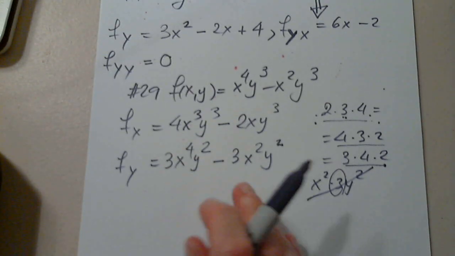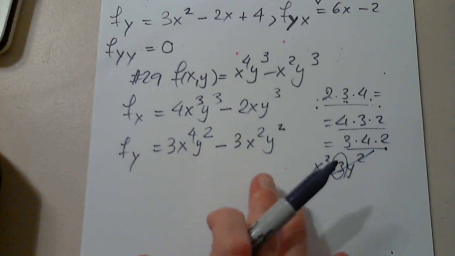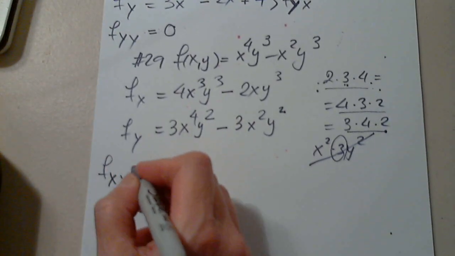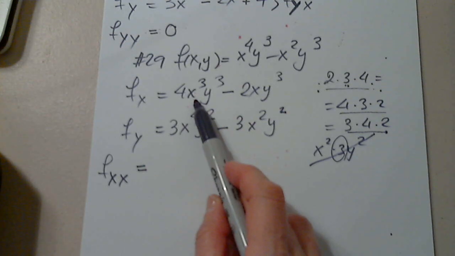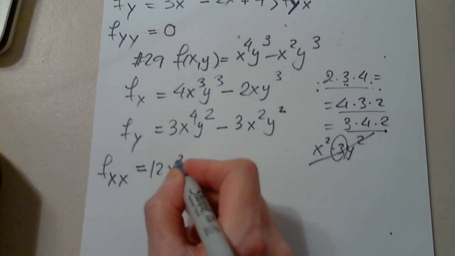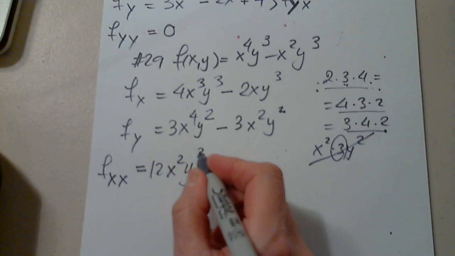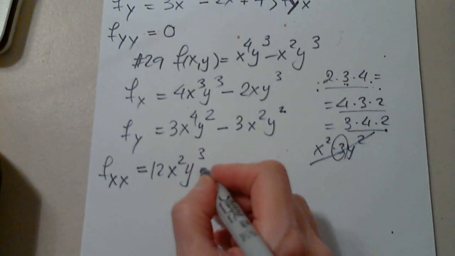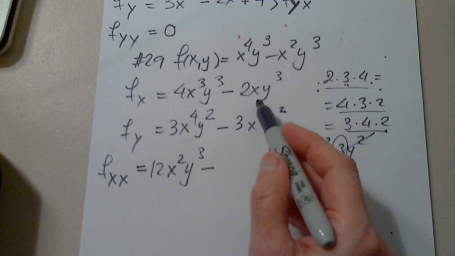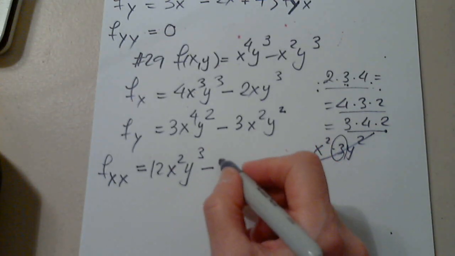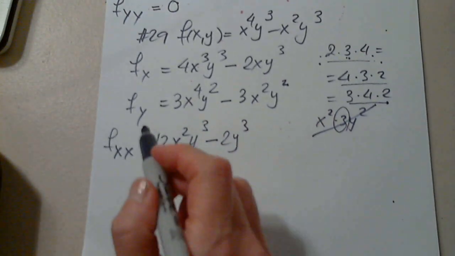It's better. Perfect. Good. So we determined fx and fy. Now let's determine fxx. We're differentiating this with respect to x. Would it be 12x squared, y to the third? Good. Awesome. Here, with respect to x, minus 2y to the third. That's it. Awesome.